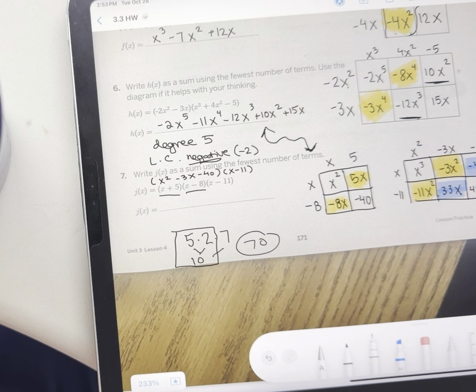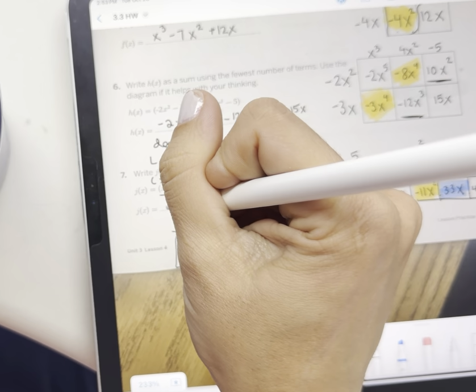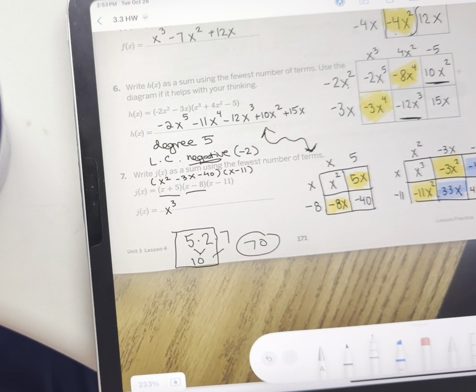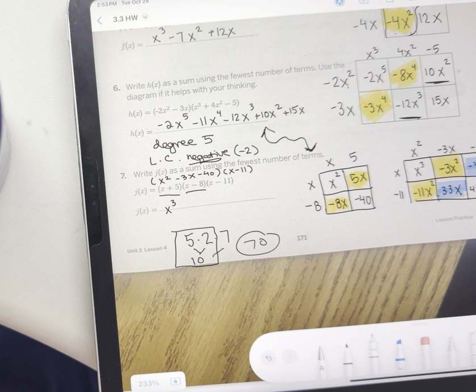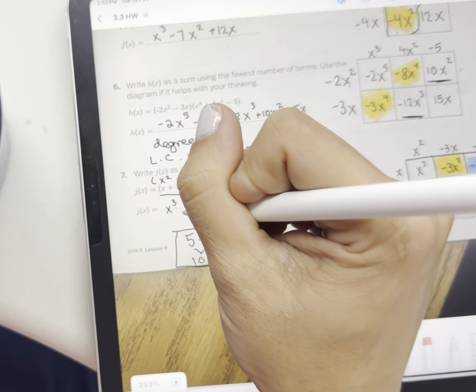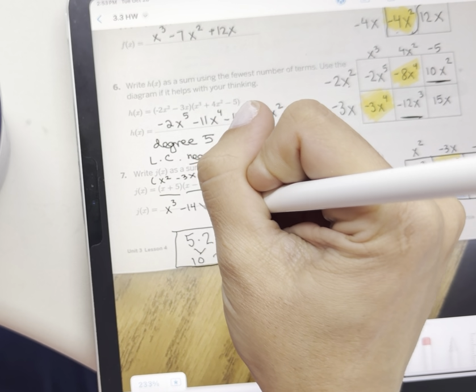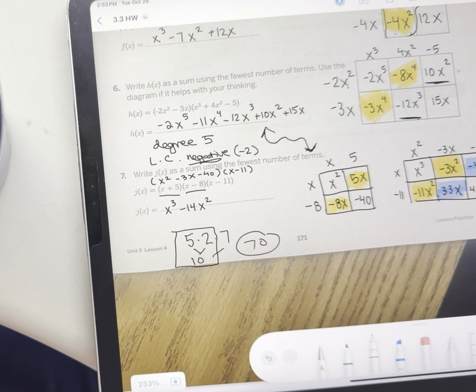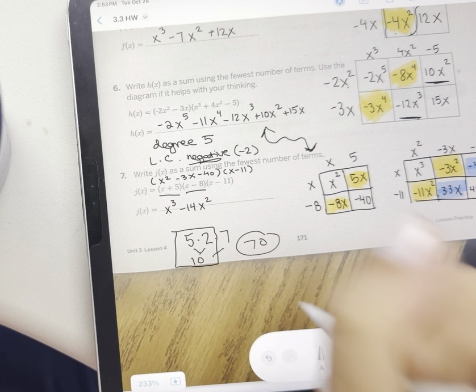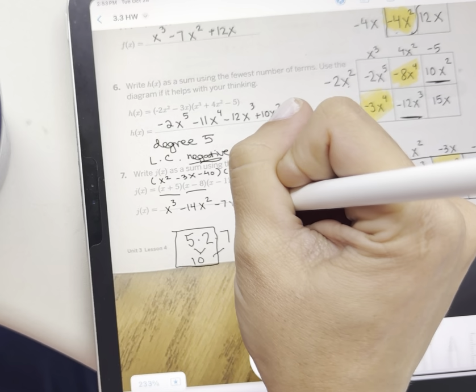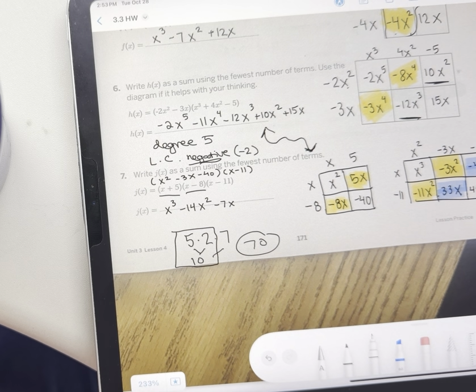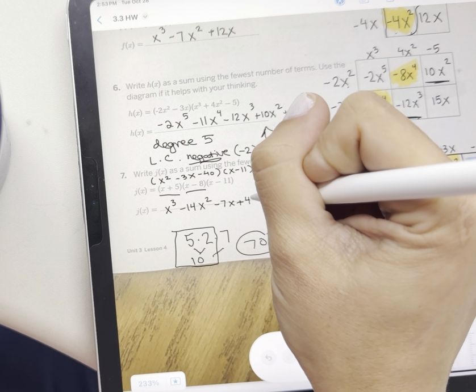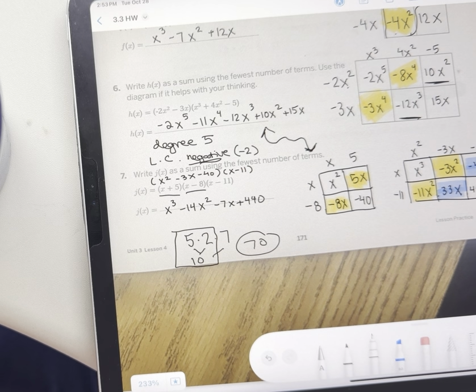So, starting with my biggest, that's the x cubed. Then going to the x squared, so negative 11 minus 3 is negative 14. 33 minus 40 is negative 7. It ends with that 440.